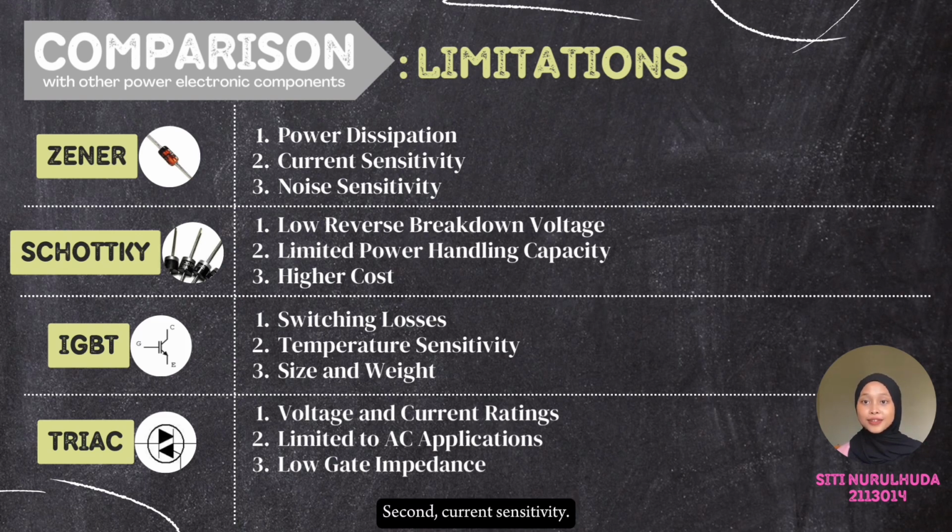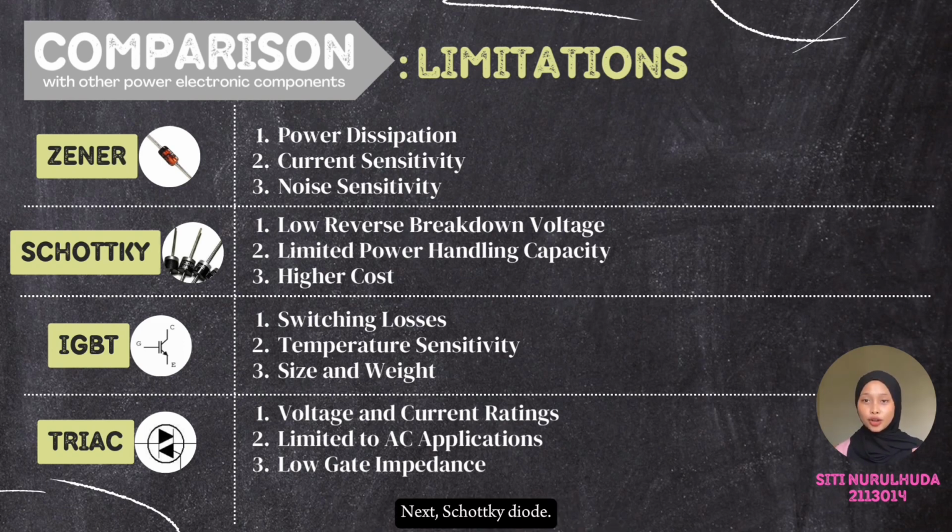Second, current sensitivity. The voltage across a Zener diode is affected by the current flowing through it, which may impact the accuracy of the voltage reference. Third, noise sensitivity. Zener diodes can be sensitive to noise, which may impact their performance in certain electronic circuits.